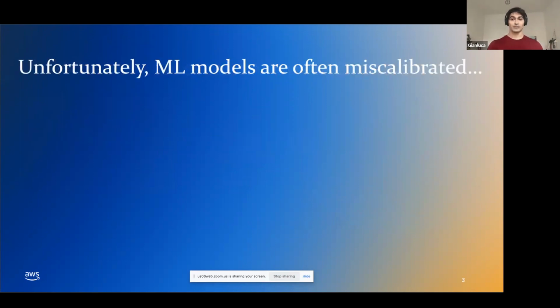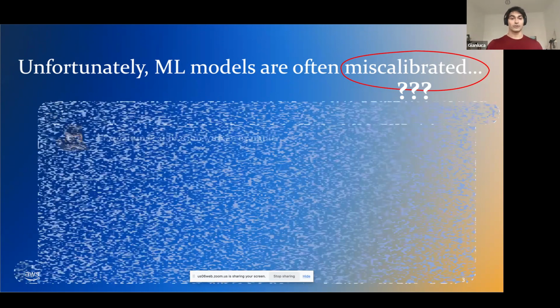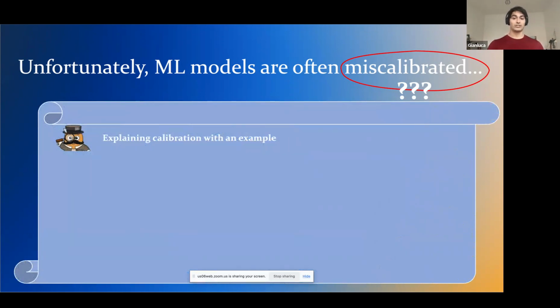Now, unfortunately, machine learning models are often miscalibrated. But what does miscalibration mean? I'm going to try to explain it to you via an example rather than actually giving a formal definition. So let's explain calibration with an example, in particular in the context of classification. What is classification? It's just a machine learning framework where you try to classify a certain input. So you're going to say, okay, this is a cat, a dog, or whatever else. Basically, your target space is discrete.